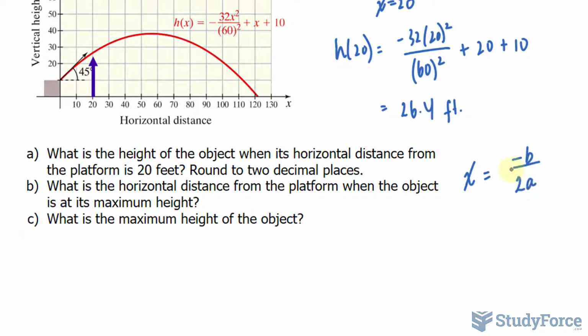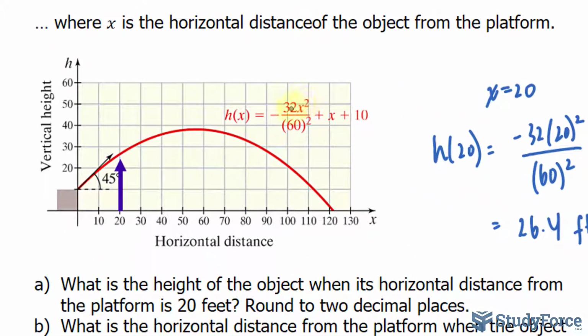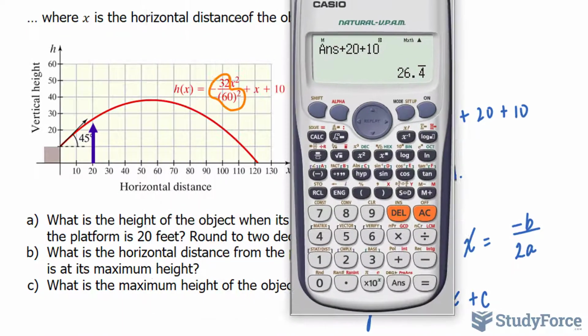B and a represent, in the generic formula of a quadratic, y is equal to ax squared plus bx plus c, the coefficients a and b of the x squared and x term. And by the way, this is called the standard form of a quadratic. Let's find out what our b and a are in this equation. So our a will be negative 32 over 60 squared. Essentially everything other than this x. And let's find out what that is.